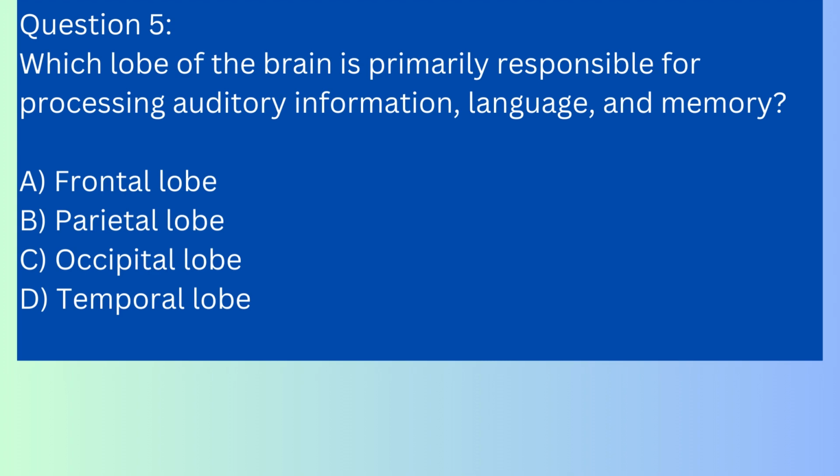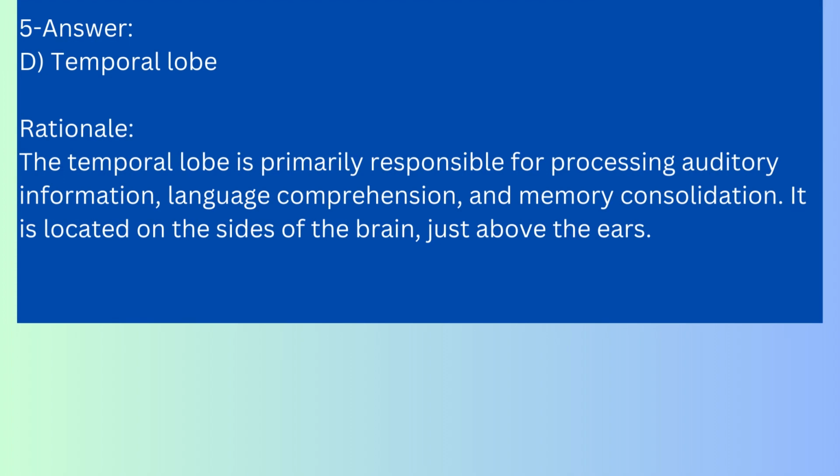Question 5. Which lobe of the brain is primarily responsible for processing auditory information, language, and memory? A. Frontal lobe. B. Parietal lobe. C. Occipital lobe. D. Temporal lobe. Answer. D. Temporal lobe. Rationale. The temporal lobe is primarily responsible for processing auditory information, language comprehension, and memory consolidation. It is located on the sides of the brain, just above the ears.